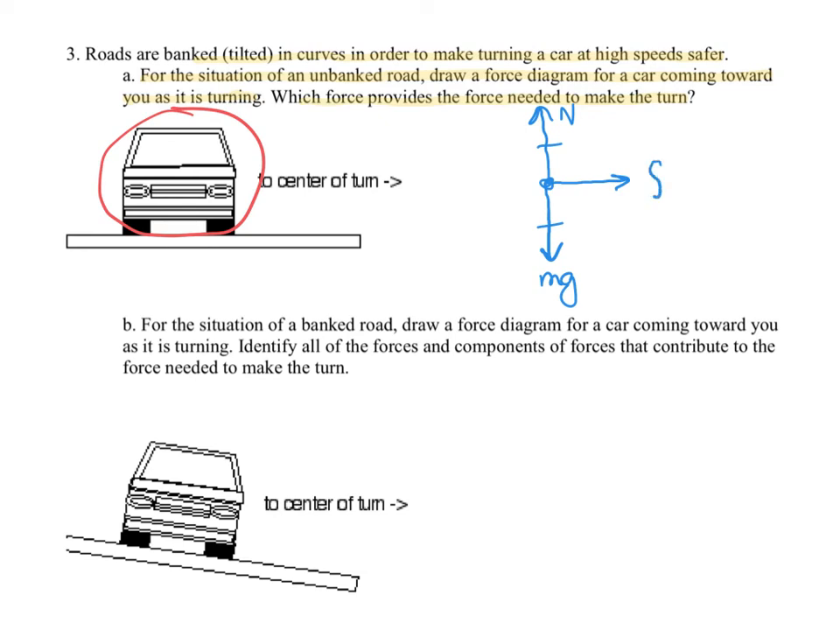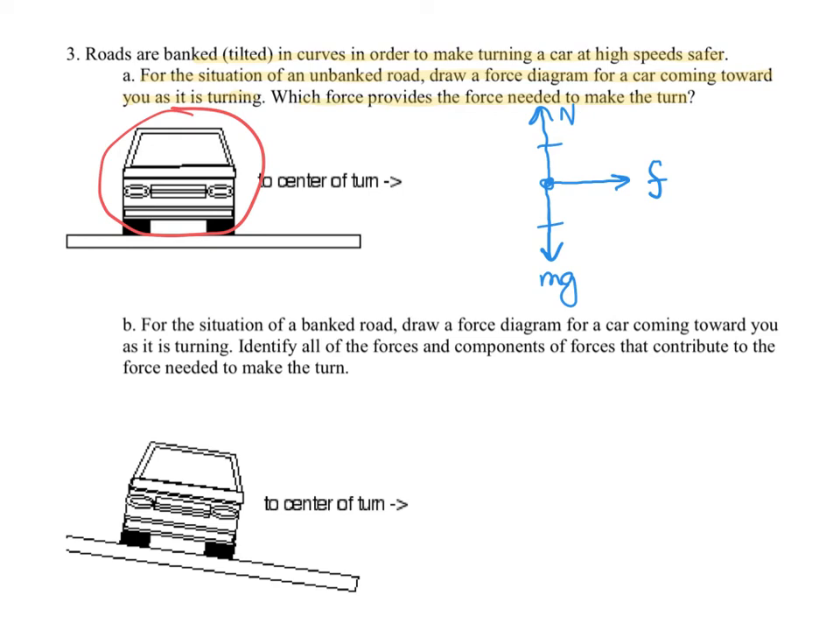Friction is what allows the turn to happen. If you've ever had the experience of turning your steering wheel on a winter icy day when your tires are on ice and there's not enough friction, the car just keeps going straight. So it's basically friction that allows that car to turn. So that force diagram looks like that.